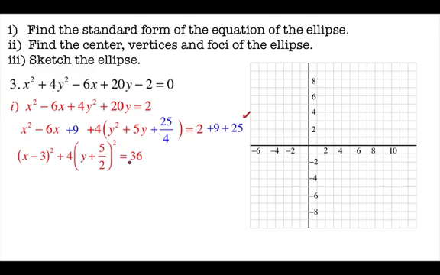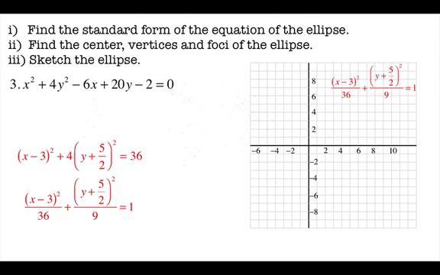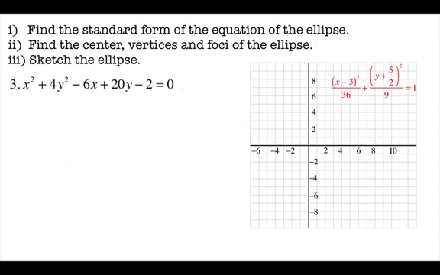Since I want an ellipse, I want to divide everything by 36, and this is the equation of the ellipse. Now that I have this, let me bring it over here. Need more space, so then I can find the center. So now let's go to part 2 of the problem.